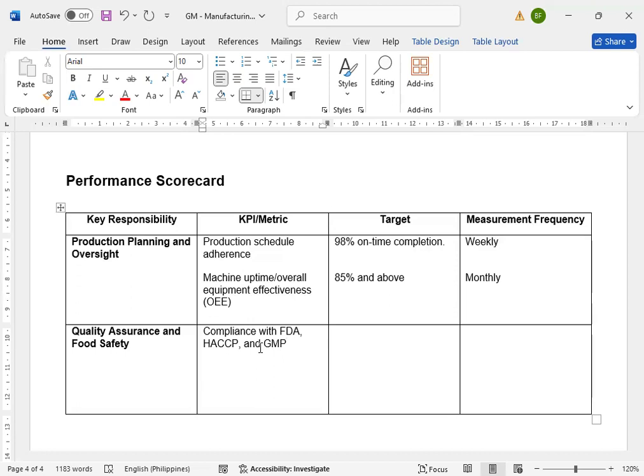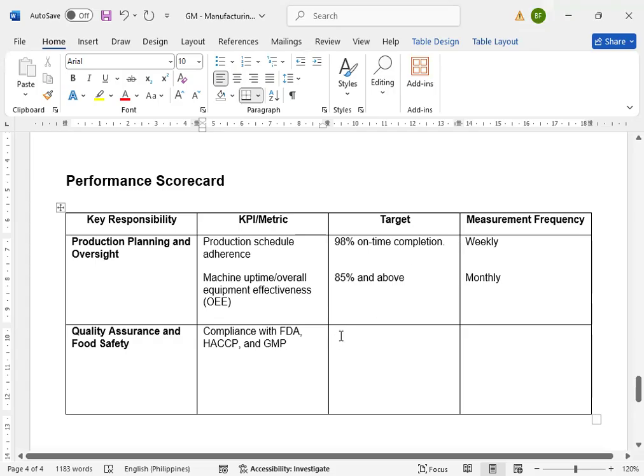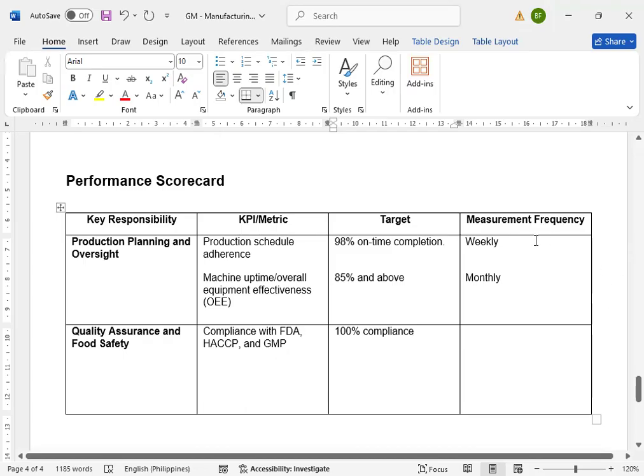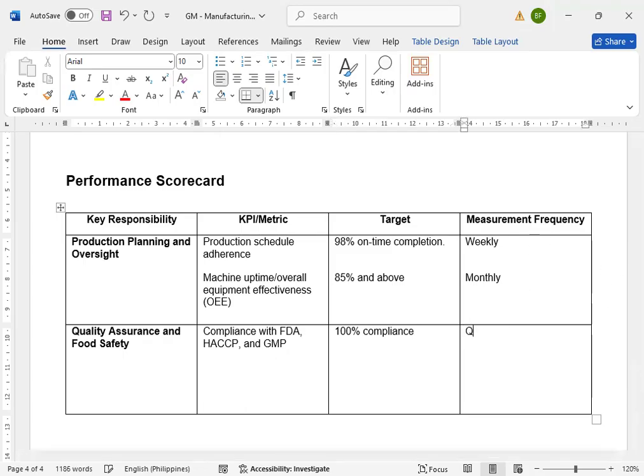So the GM ensures that he is providing training, especially to the labor force, the lower grade or the manual grades, who should be undergoing training in terms of personal hygiene, so that the GMP will be successful. And there's no exception for this. This should be 100% compliance. Okay? 100% compliance. All right? So he is going to do this every quarter, or quarterly.